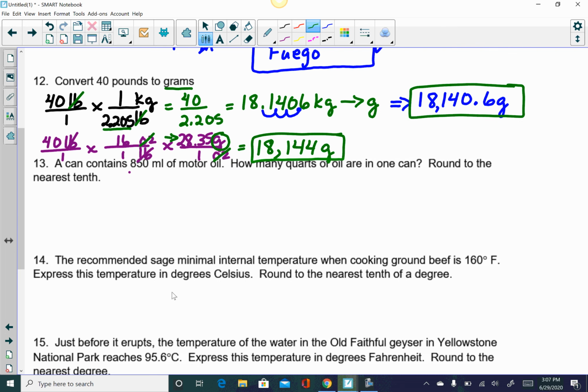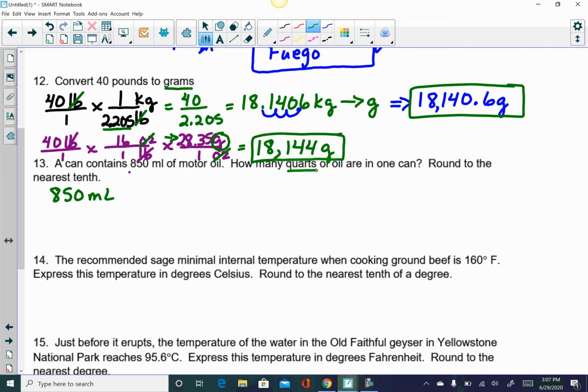In number 13, it says you've got a can contains 850 milliliters of motor oil. They want to know how many quarts of oil are in the one can. They want us to round to the nearest tenth. So 850 milliliters, and we're trying to get that to quarts. And if you'll notice on your sheet, you don't have any way to go from a milliliter to a quart. But if you're also looking ahead, a quart is associated with quart to a gallon and also quart to a liter.